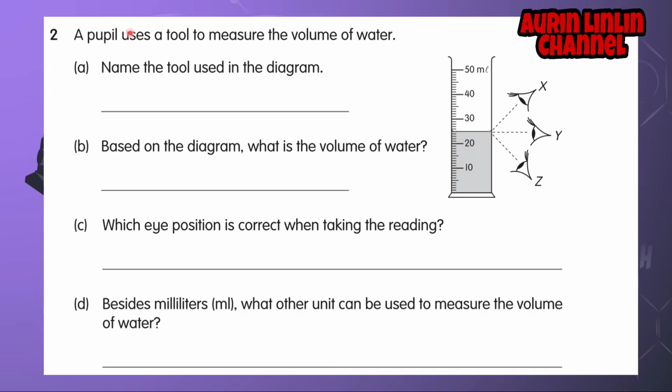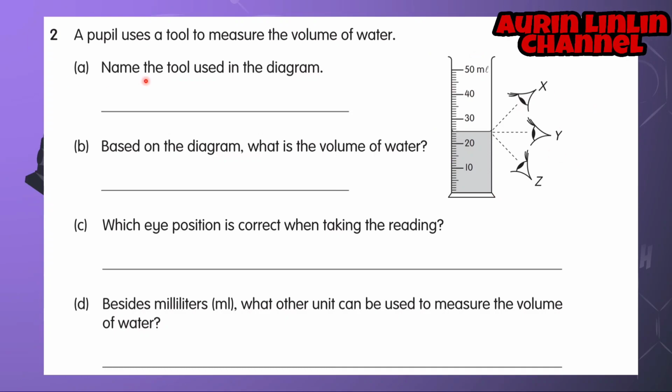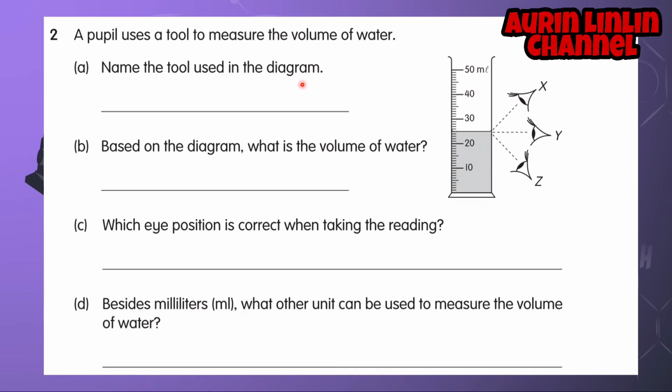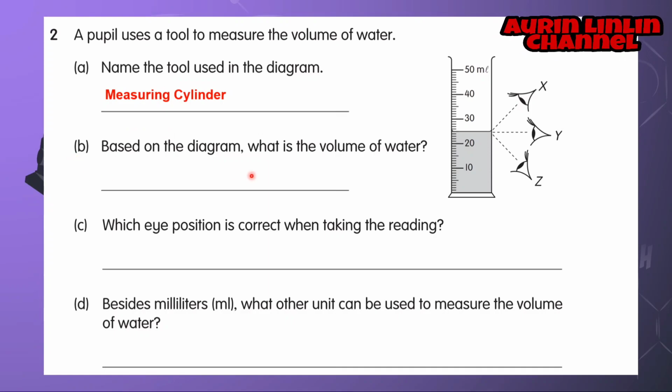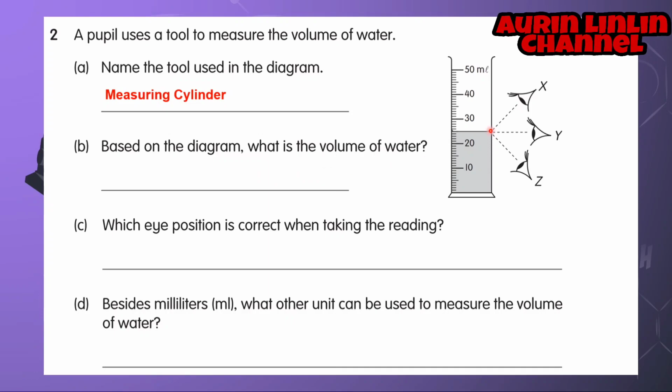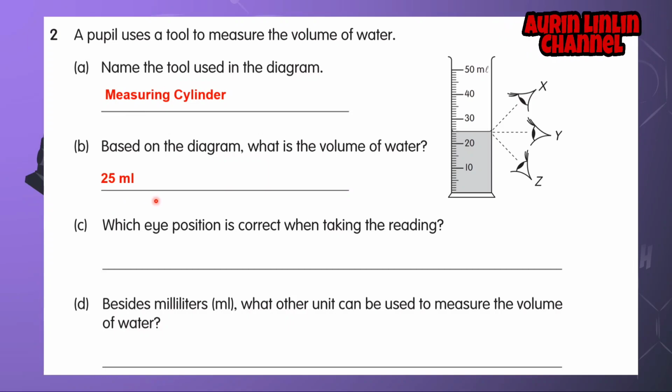Next activity. A pupil uses a tool to measure the volume of water. This is the activity. Question A. Name the tool used in the diagram. And the answer is measuring cylinder. Question B. Based on the diagram, what is the volume of water? Look at the number. And the answer is 25 milliliter.